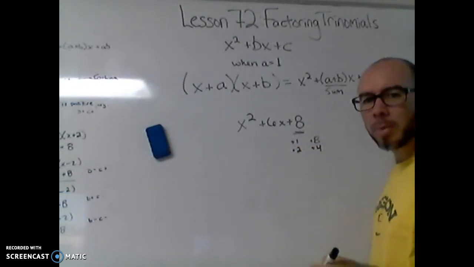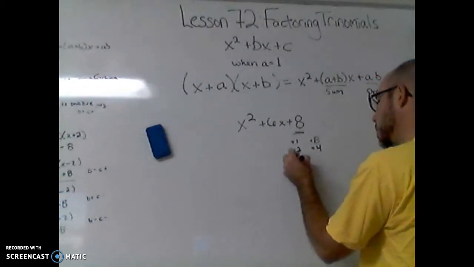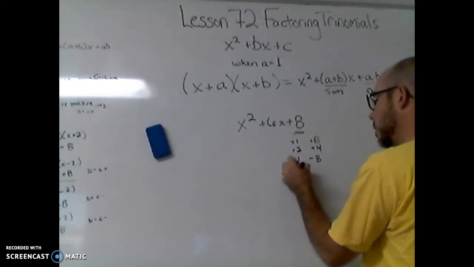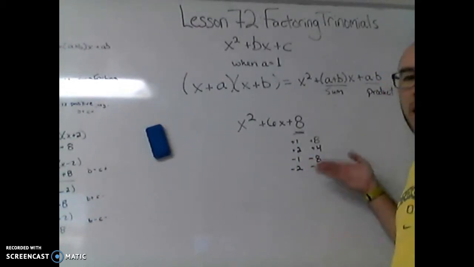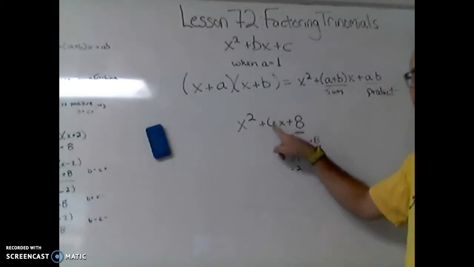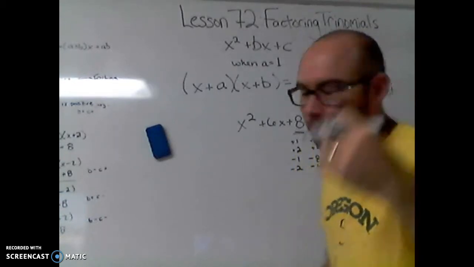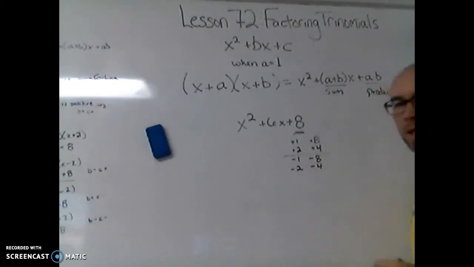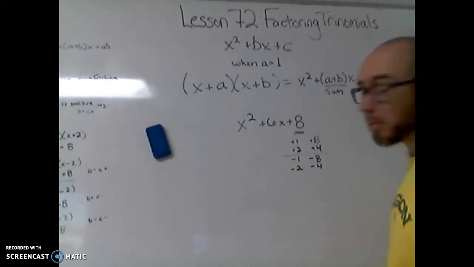There's also a couple more, because we need to include if we multiply two negatives together. Negative 1 times negative 8, and negative 2 times negative 4. We know that these negative ones aren't going to work because we need them to sum to a positive 6. So I don't really even need those bottom two right now because I know the sum is not going to work for this problem.